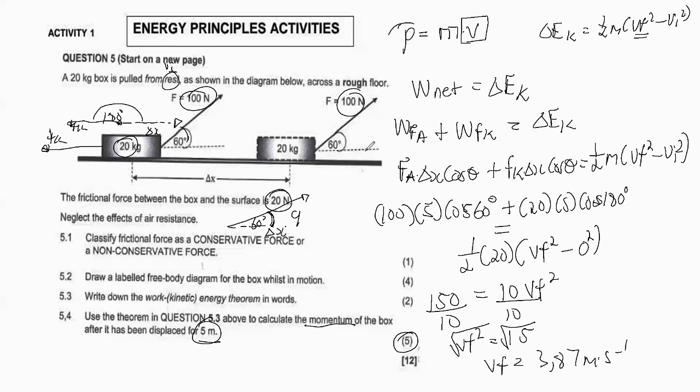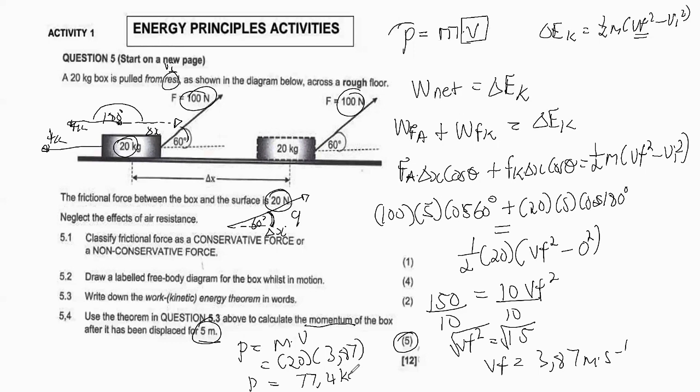But then remember, this is not the end of the question. We then go back here. Remember, the question was asking us to calculate the momentum. So let's not get carried away with the question. We still need the momentum. So we were calculating the velocity because we did not have the velocity in order for us to calculate the momentum. Now that we have the velocity, that's when we go back and calculate the momentum by saying P is equal to M times V. And then our mass is 20 multiplied by our velocity of 3.87.